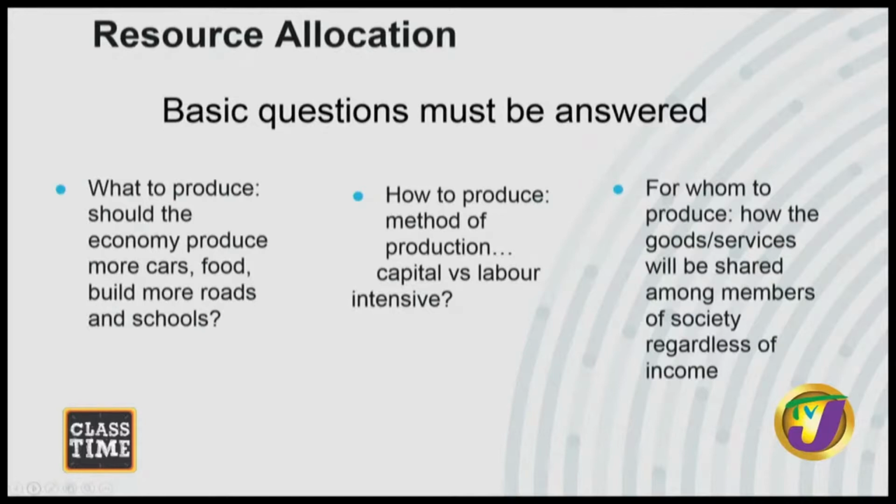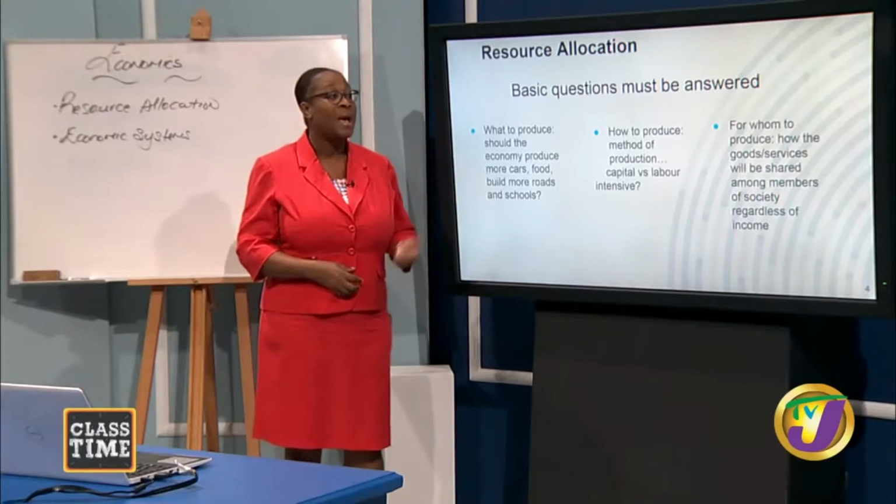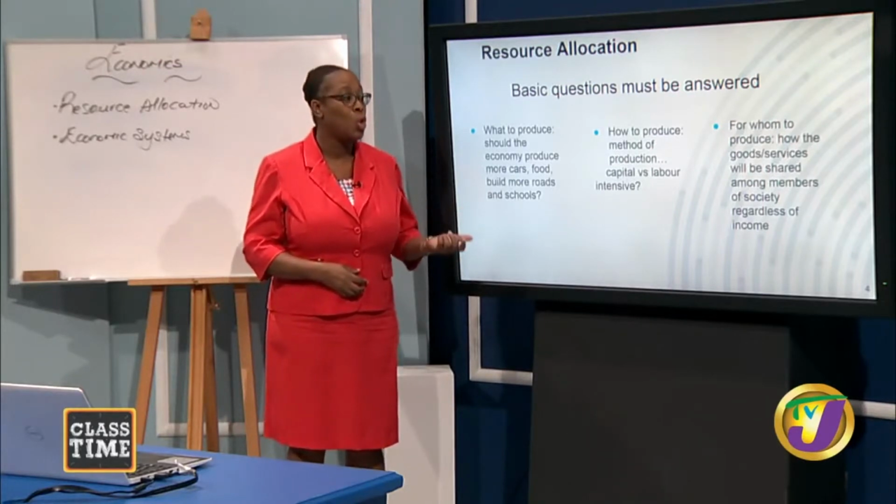Then once that decision is made, how should these goods and services be produced? How to produce? What is the method of production? Is it going to be capital intensive, meaning that we're using a lot of machinery to do the work? Or is it labor intensive, where they're going to utilize more human capital, more manual labor to make the goods and services available? And the last question, for whom?